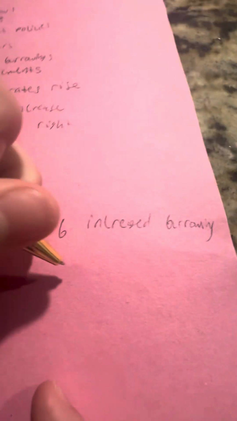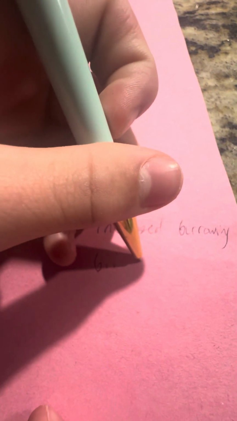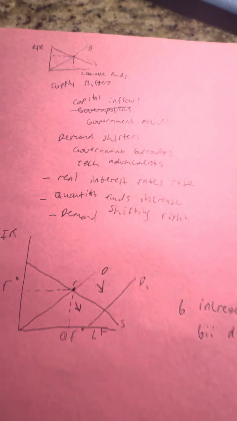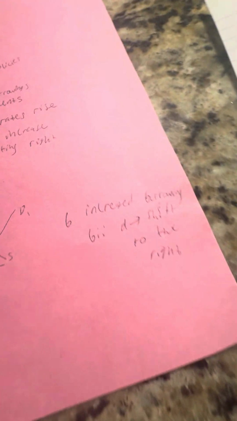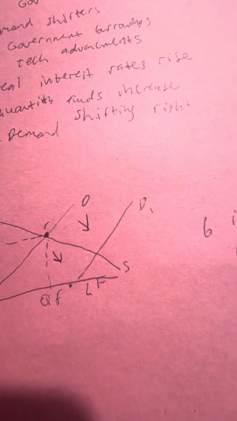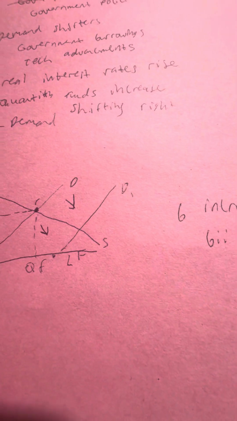So that means our demand would increase. And we know that if our demand is increasing, that's going to shift to the right. So like we said with our demand shifters, a demand shifter is the government borrowings. So if our government borrowings is going up, that means our demand is going to shift right, and we're going to have increased borrowing.